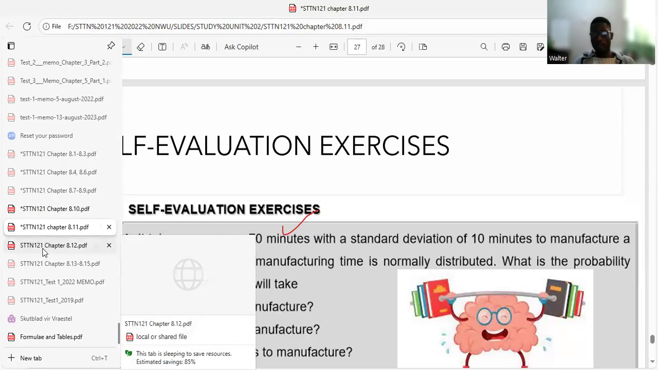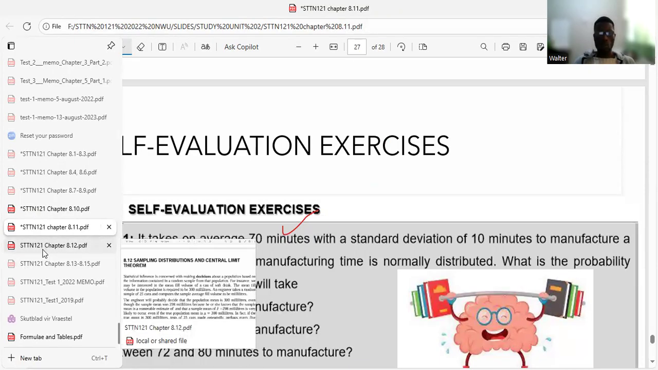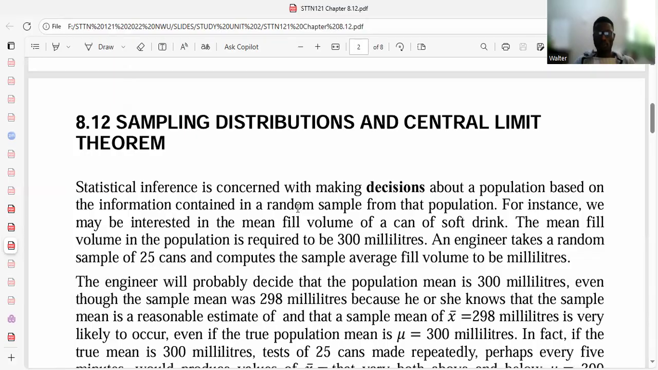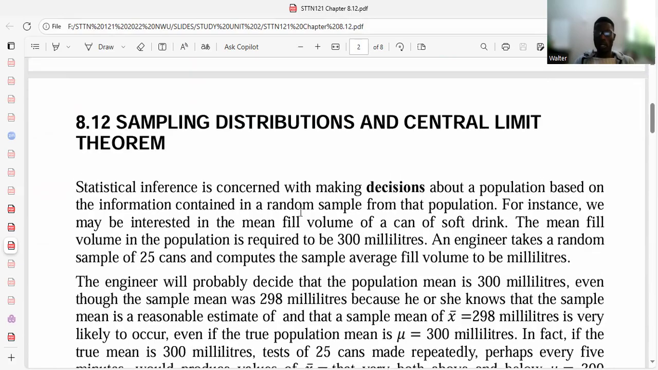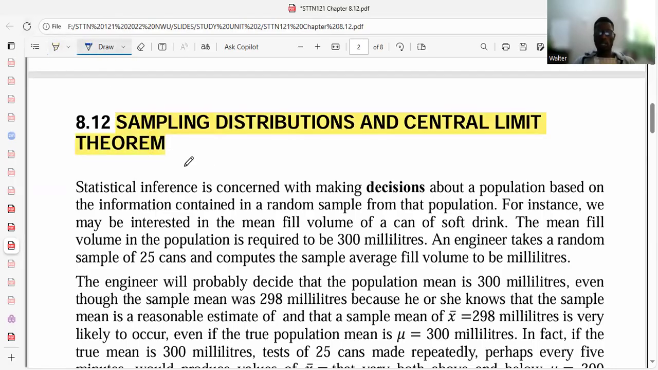That was 8.11, which is going to be under part 2. Okay, and then now under 8.12, we're under the sampling distributions and also the central limit theorem. Interesting one. I think you guys did this central limit theorem on STTN121, the sampling distribution, and also the central limit theorem when you were doing STTN111.